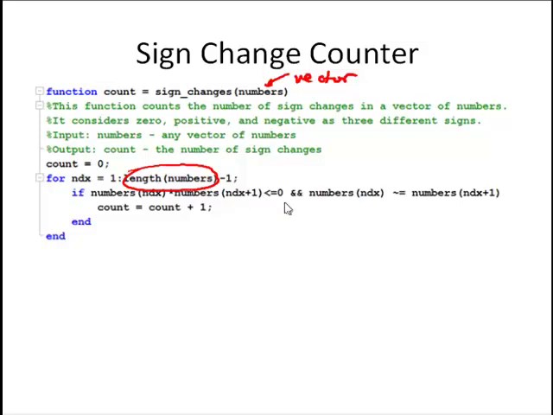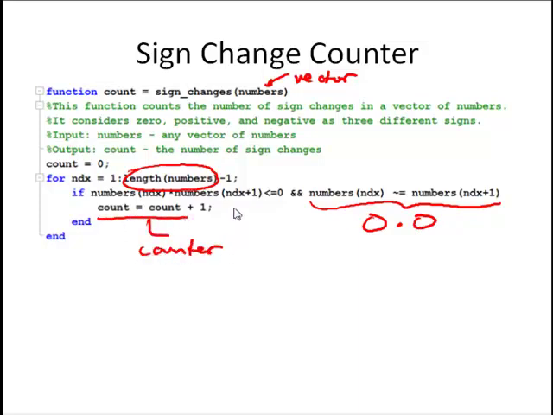If that's less than or equal to 0, that tells us there's a sign change. And the second test right here is making sure that it's not 0 times 0. So if 2 subsequent elements are equal to 0, we want to make sure that doesn't add to the counter. And so now we just have a counter variable inside the for loop.